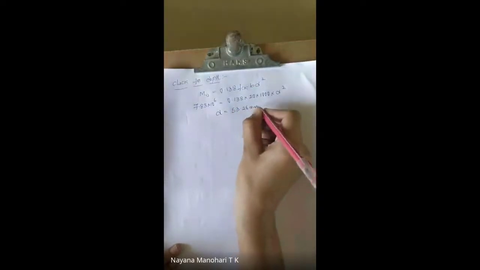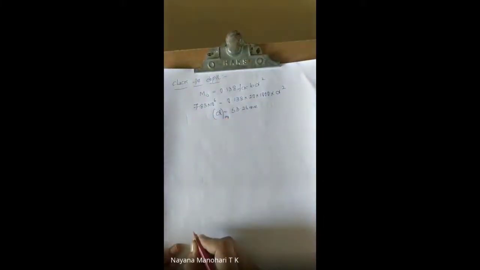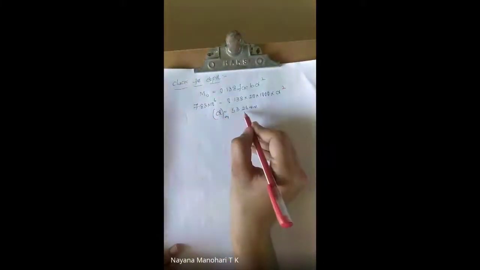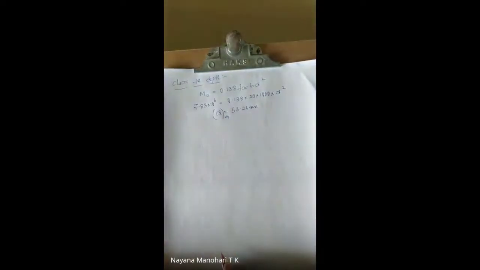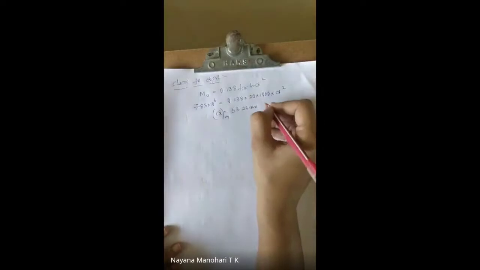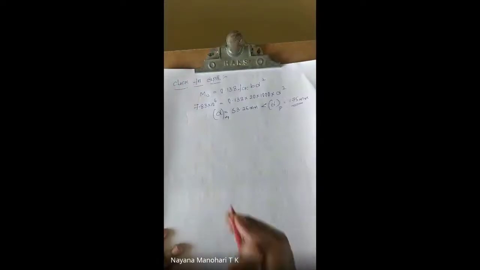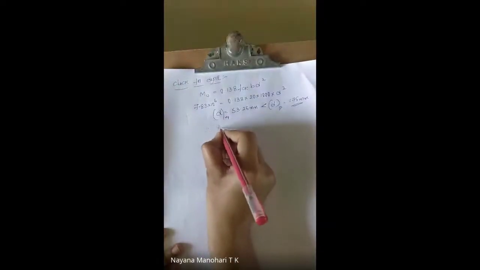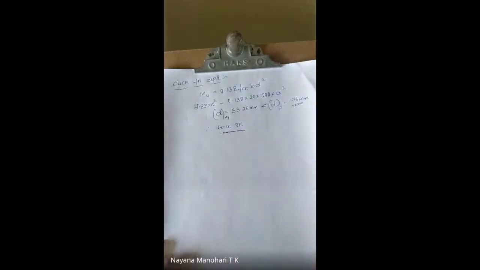You will get 53.26 mm. What depth you have calculated is your required depth. That required depth should be compared with your depth provided. Depth provided is 175 mm. So depth required is less than depth provided, that is 175 mm. Hence, okay.